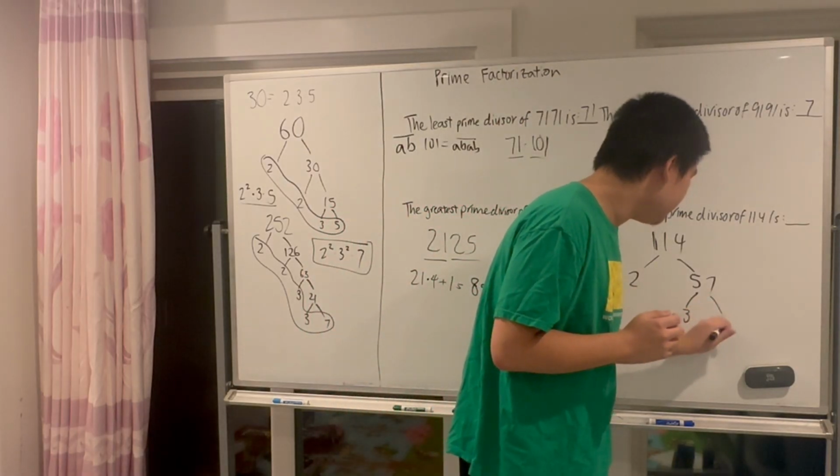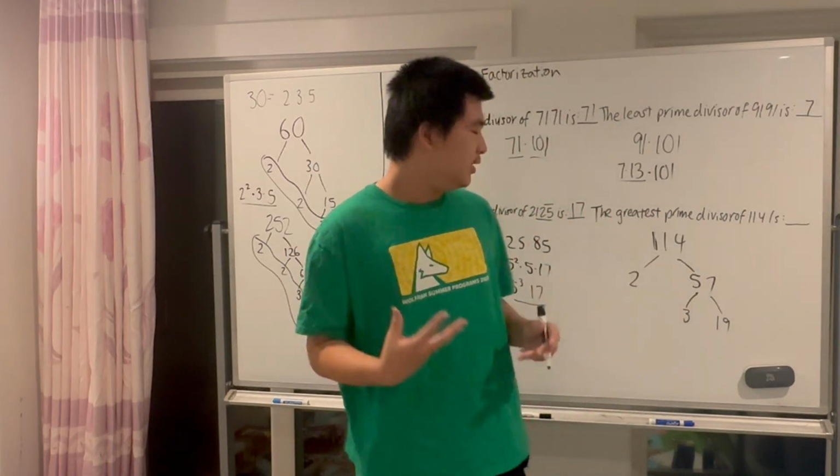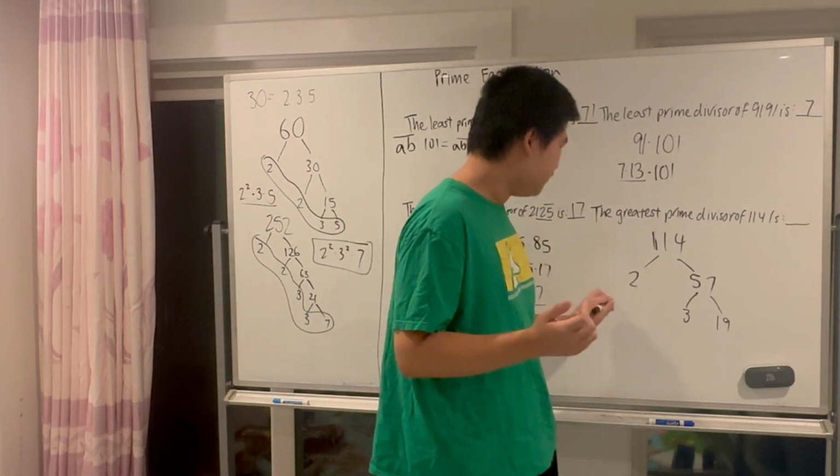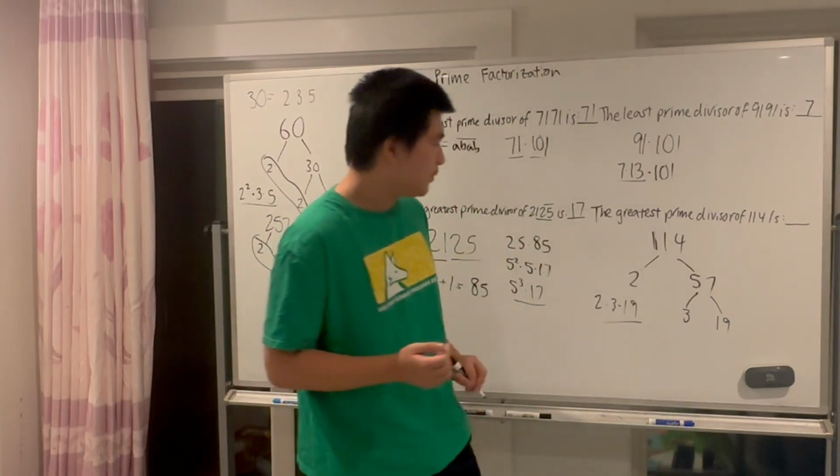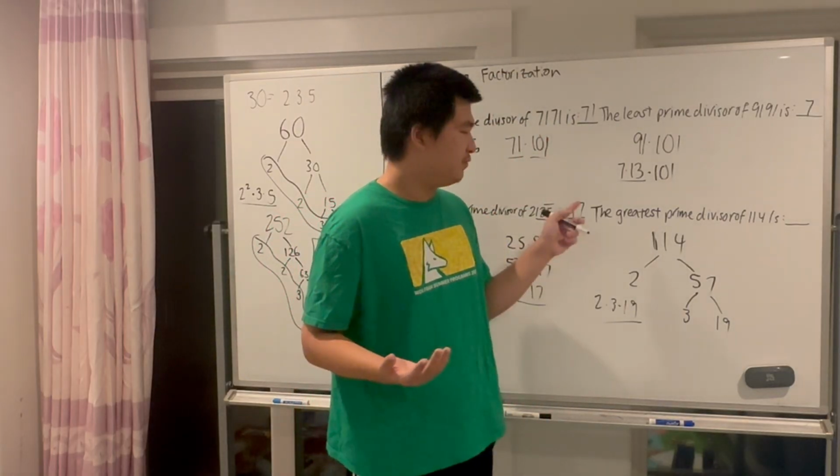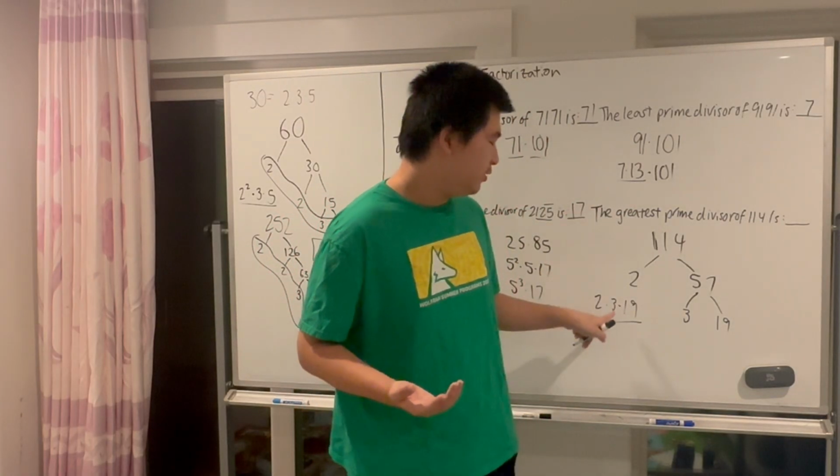So it becomes 3 and 19. Is 19 prime? Yep. So we have our prime factorization of 2 times 3 times 19. And now, it's very easy. We can just look for the greatest prime divisor, which is going to be 19.